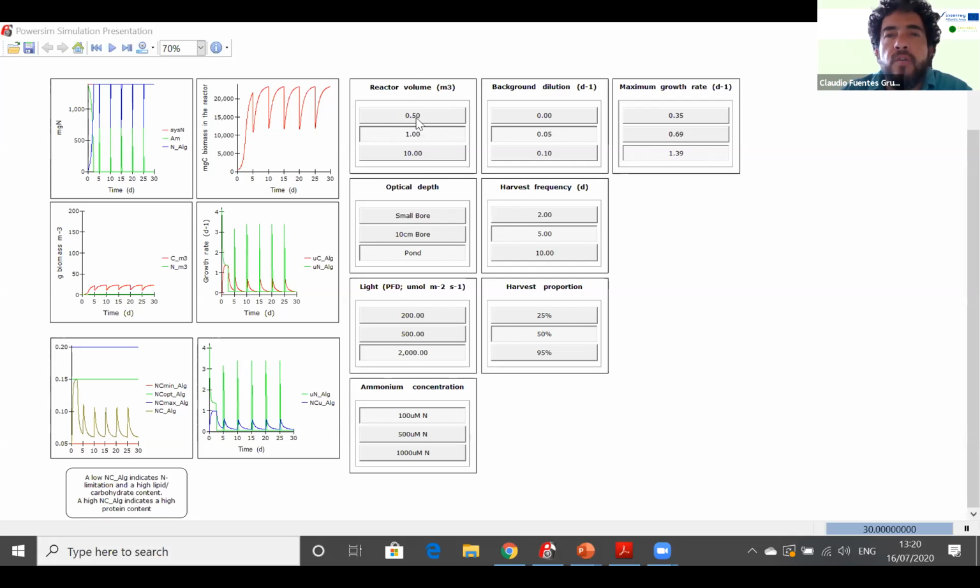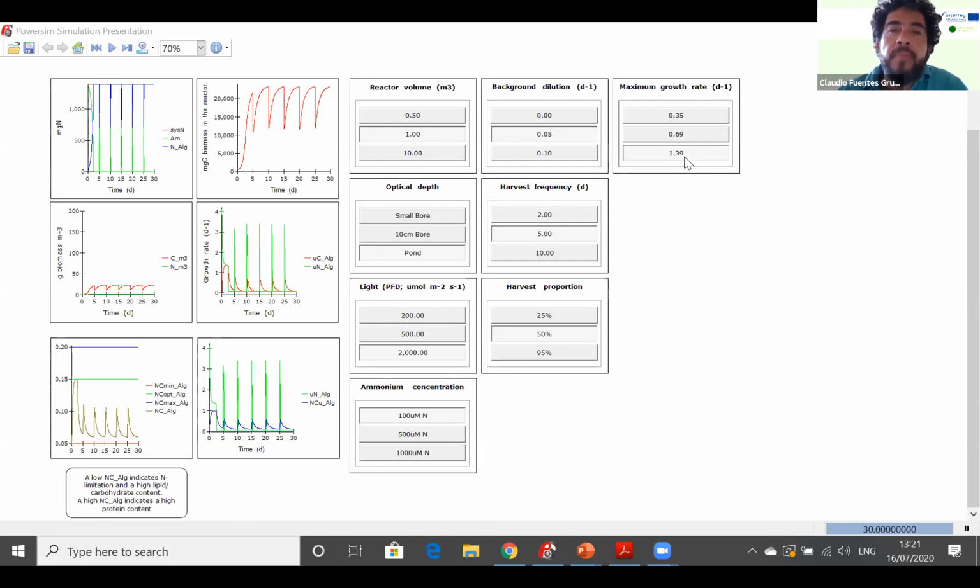The minimum of the maximum growth rate is 0.35. For instance, for a standard microalga like Porphyridium purpureum, its maximum growth rate is around 0.35. Actually, its average is around 0.17, 0.20. 0.69 is a standard maximum growth rate, for instance, for Chlorella or Nannochloropsis, whose standard average growth rate is around 0.30, 0.33, something like that. And 1.39 is the maximum growth rate you can reach with cyanobacteria, for instance, like Spirulina.